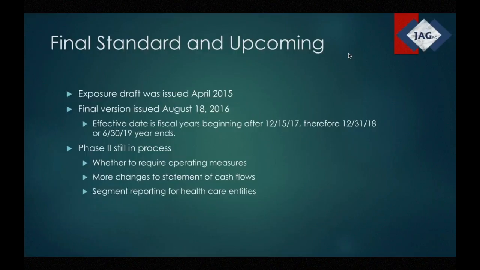Phase 1, I think, is going to impact more organizations than phase 2. In phase 2, a couple of things that they're still in process of deciding are whether to require operating measures within the footnotes of the financial statements, which would mean actually being able to describe what different operating measures you have. Second, there's going to be more changes to the statement of cash flows. There are some changes we're going to go through in phase 1, but to be honest with you, most will not affect most organizations in the statement of cash flows, though there will be more coming in phase 2.